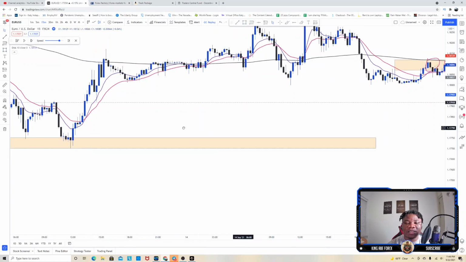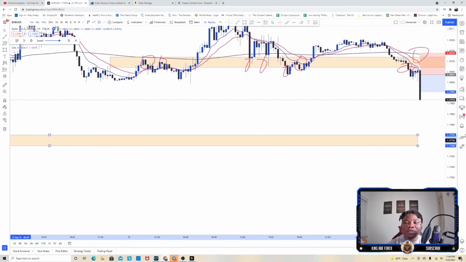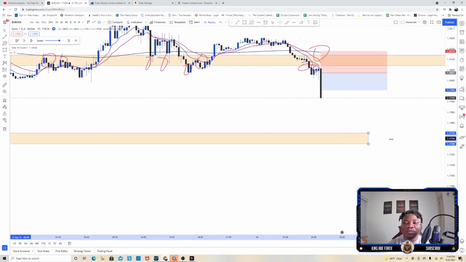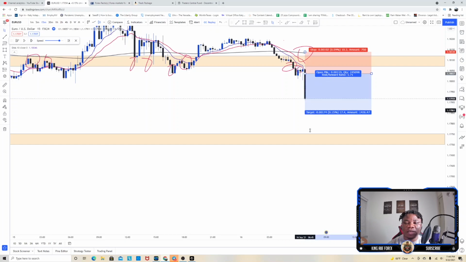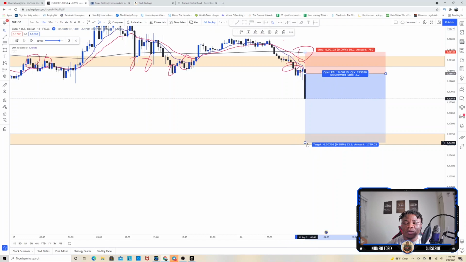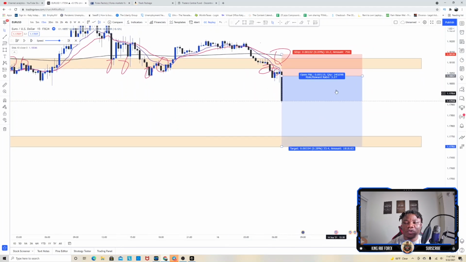You can simply target your next support zone, or you can set your take profit to a 1:5 risk to reward ratio. But for the sake of this video, we're going to trade from zones to zones, and we're going to have our take profit down here, and let's see how many pips that is. That's 33 pips, and our stop loss is 10 pips. We have our risk to reward ratio as 3:2.